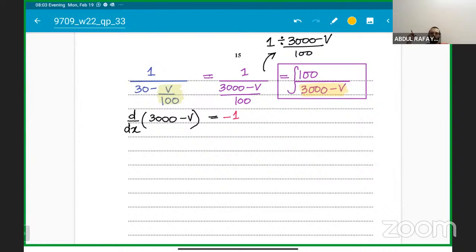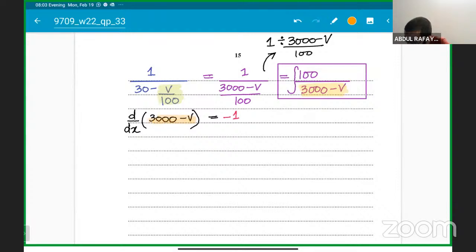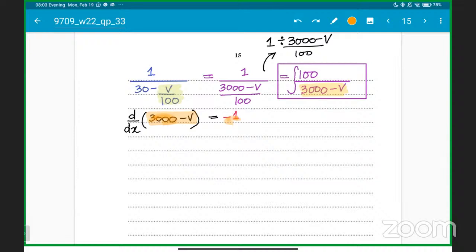Just understand these words: the denominator's differentiation, can it be made in the numerator? First, tell me what is the denominator's differentiation. The differentiation of 3000 minus v will be: 3000 is 0 and minus v will be minus 1. So minus 1 is the derivative of 3000 minus v, basic from P1 level. Understood that? Any questions?